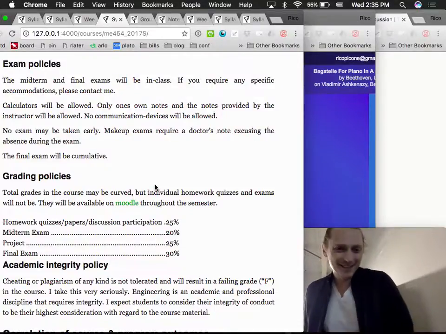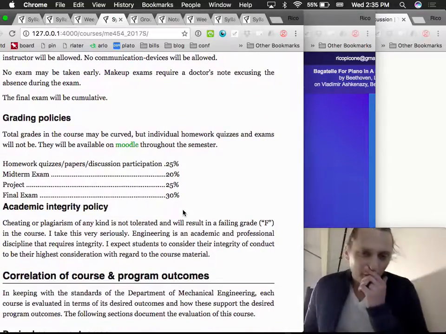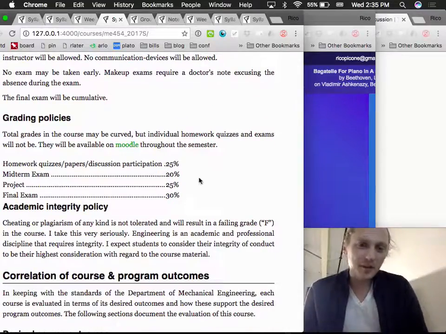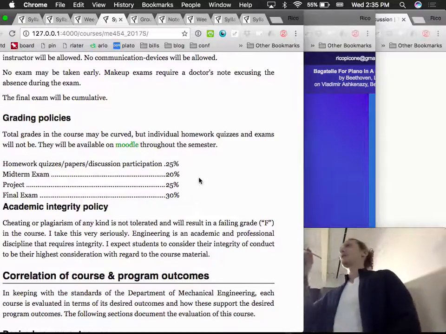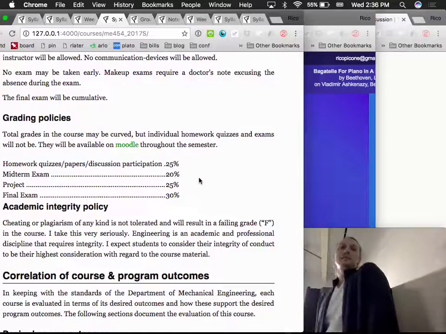All right. So, grading policies. It may look like 0.25%, but that just means there's only one of those little dots across. It ran out of room. Homework, quizzes, papers, discussion, participation, they're all going to be mixed into 25% of your grade. So that's a quarter of your grade. You gotta be doing the homework and the quizzes. You gotta write those papers, and you gotta show up and discuss.